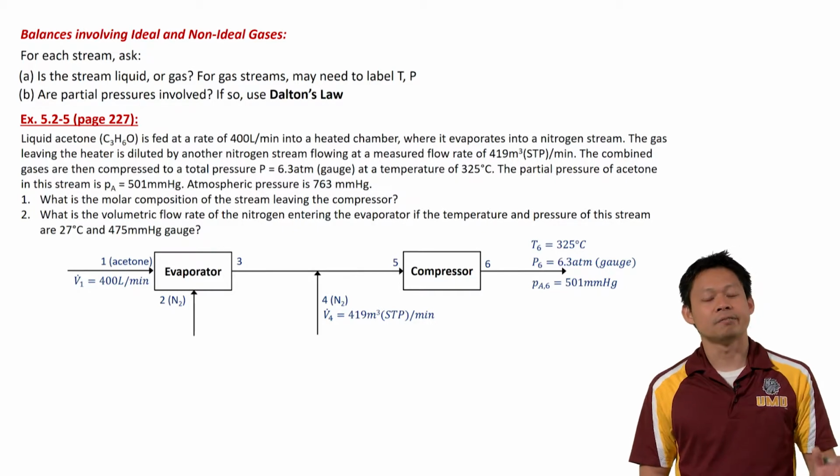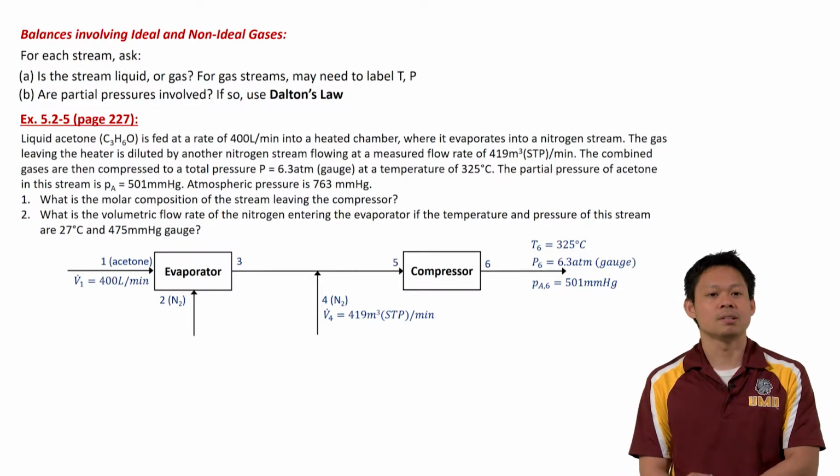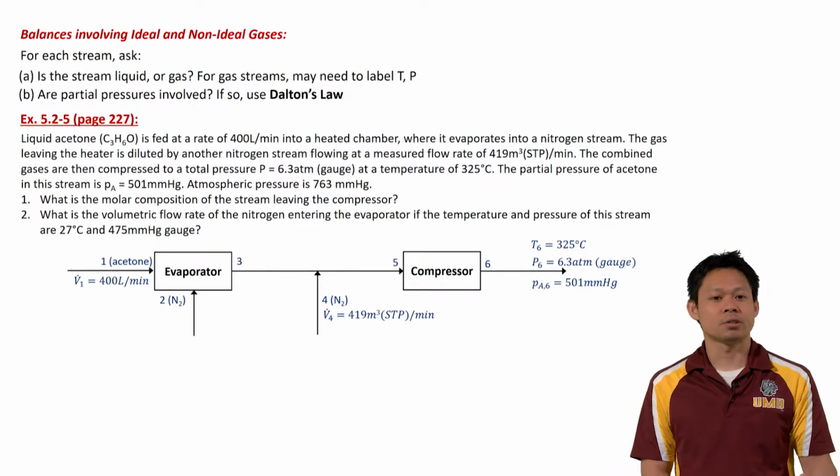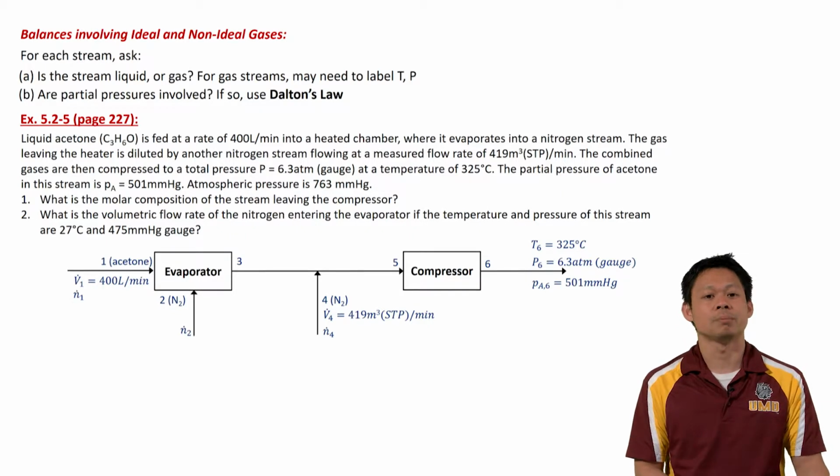Now let's go back and fully label this. You'll see that streams 1, 2, and 4 are pure streams. Stream 1 is a pure stream of acetone, 2 and 4 are nitrogen, so we only need the molar flow rates of those streams. We don't need compositions.